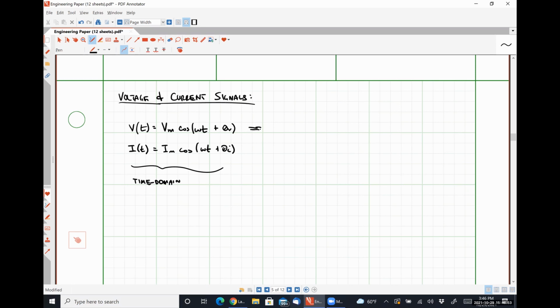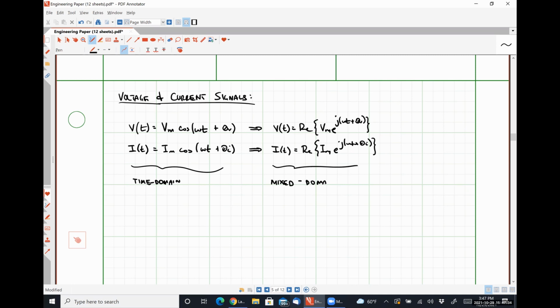Using Euler's identity, we could say that V of t is just the real part of Vm e to the j omega t plus theta v. And I of t is simply the real part of Im e to the j omega t plus theta I. This is what I called the mixed domain. Complex numbers, but there's still a time dependency. So now we're going to take that next leap into the phasor domain.